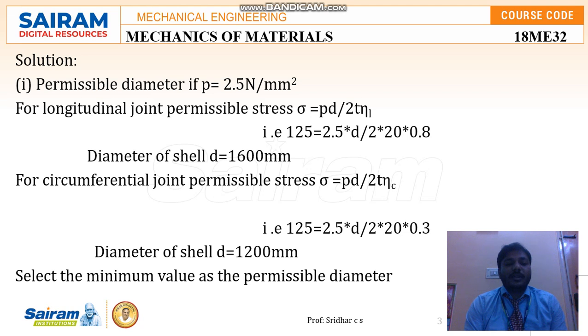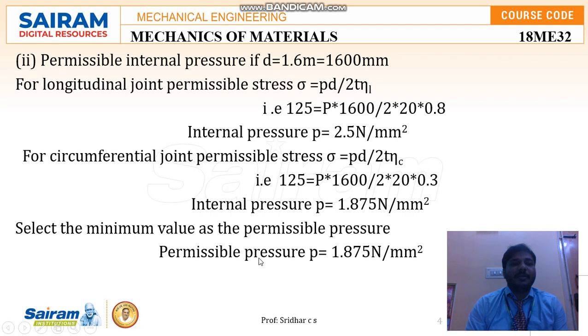The diameter of the shell for a longitudinal joint is 1600 mm. The diameter of the shell for a permissible circumferential joint we got as 1200 mm. Here we always select the minimum value as the permissible diameter. So the minimum value of the permissible diameter is 1200 mm, and the diameter we are going to select is 1200 mm.